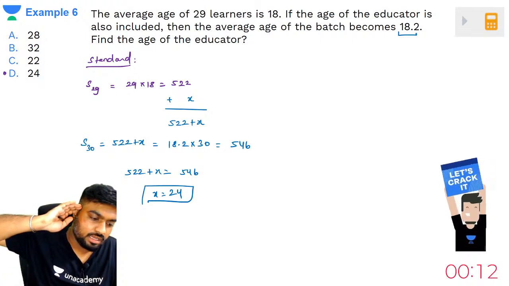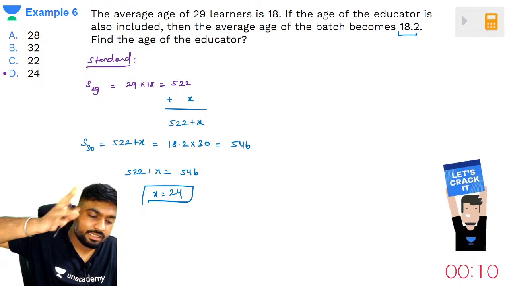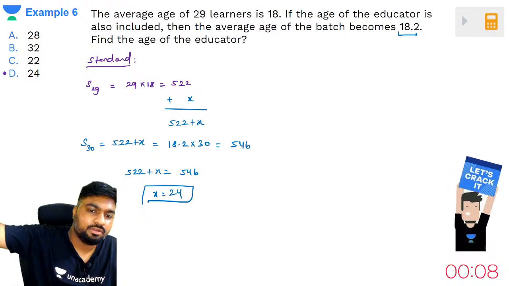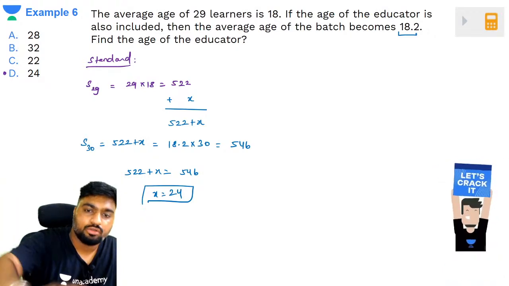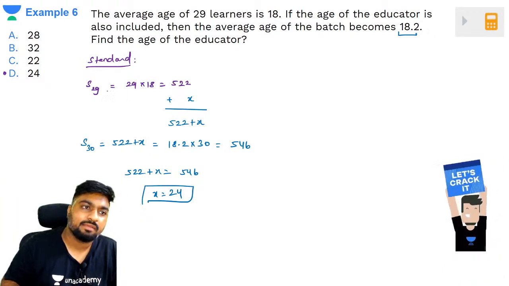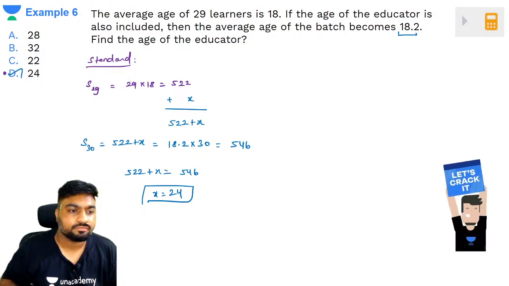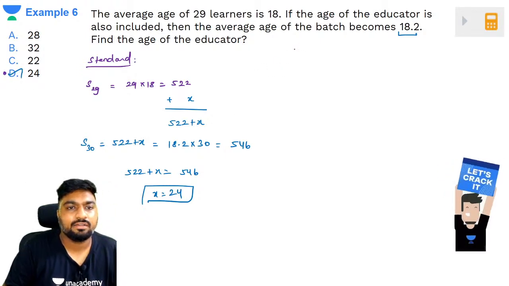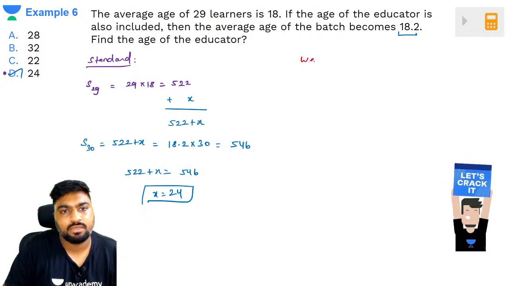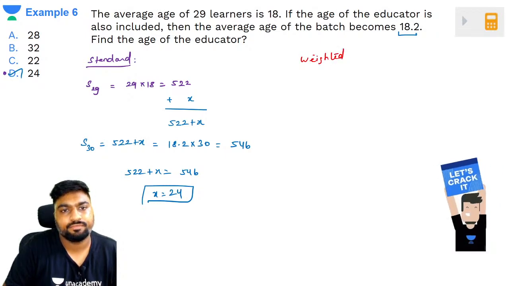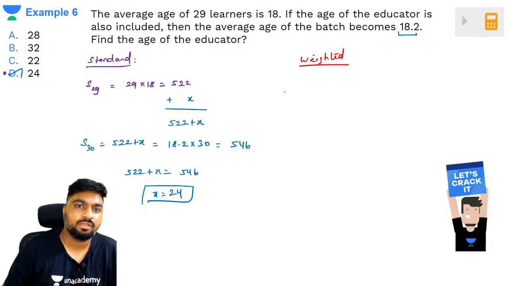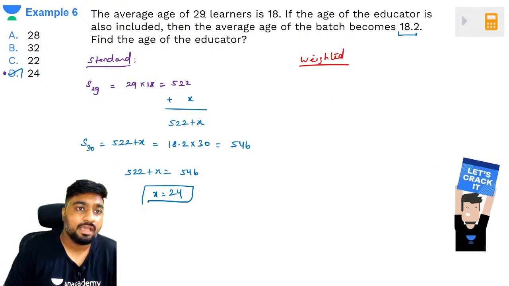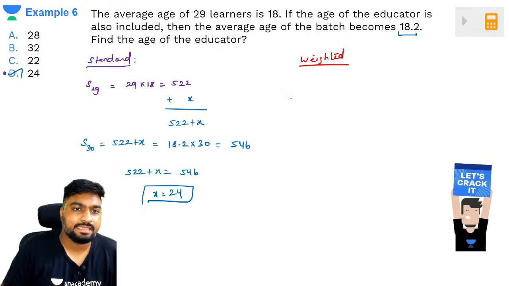If your artistic or creative part of the mind doesn't work during the test, don't worry, don't push it, don't pressurize it. Finish it and move on. What if we are feeling a little too funny, right? Let's do it using weighted average now. If we do it using weighted average, what am I assuming? I'm assuming all the learners' age is 18, right?